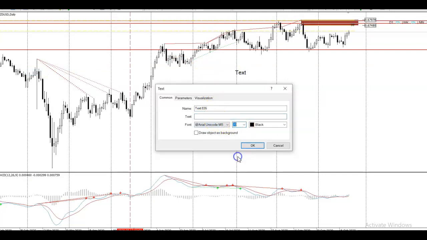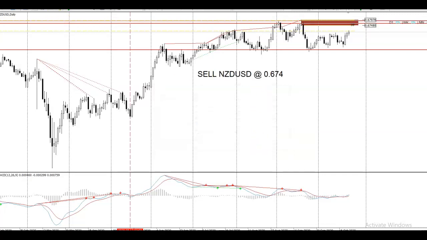Let's see, so sell NZDUSD at, okay, so I'm just going to go at the top of that range, 0.674, just before it, just in case it goes before it.